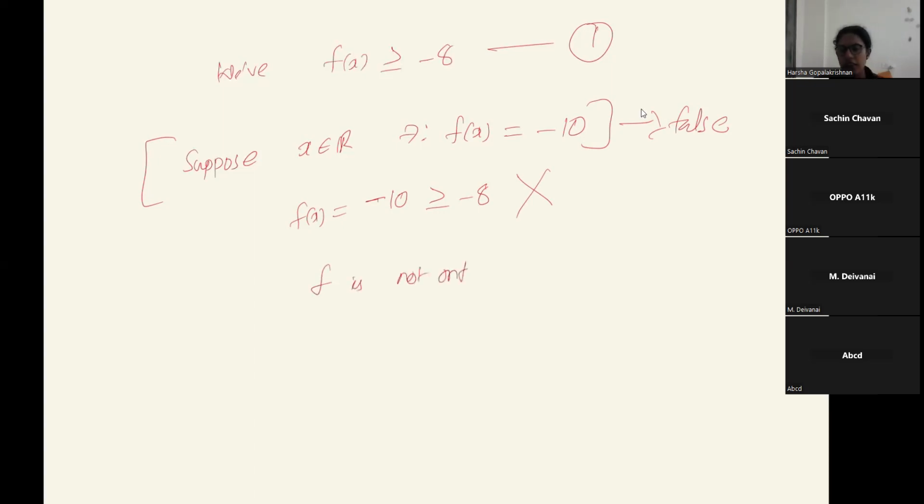Is this clear for everyone why it is not onto? Any doubt here on the onto condition? If you have any doubt, you can ask.